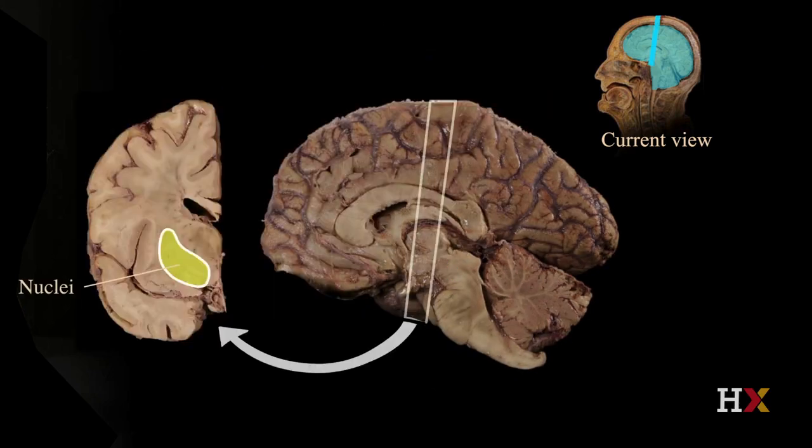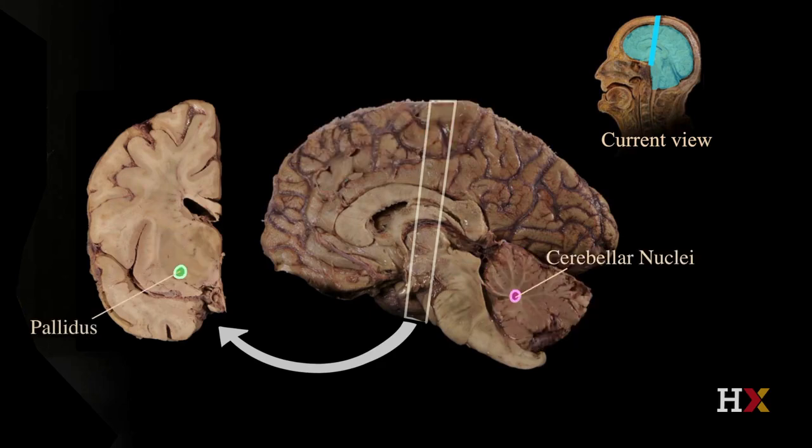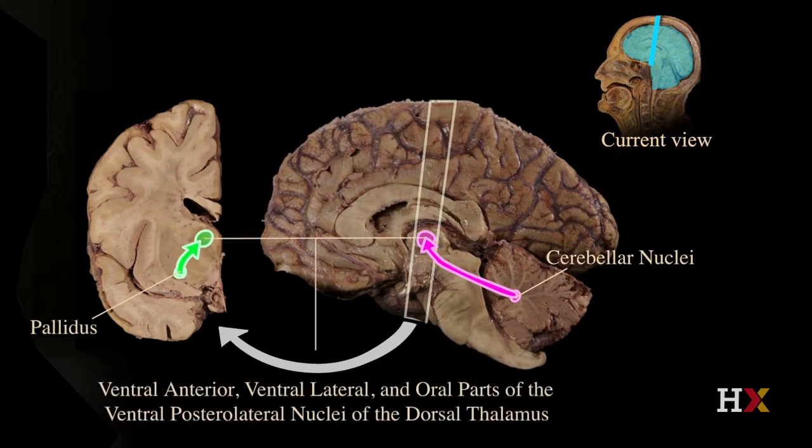The basal nuclei and cerebellum play essential roles in the control of movement through their interaction with motor-related areas of the cerebral cortex. The cerebellar nuclei and the globus pallidus each project primarily to their own spatially segregated regions in the ventral anterior, ventral lateral, and oral parts of the ventral posterior lateral nuclei of the dorsal thalamus.